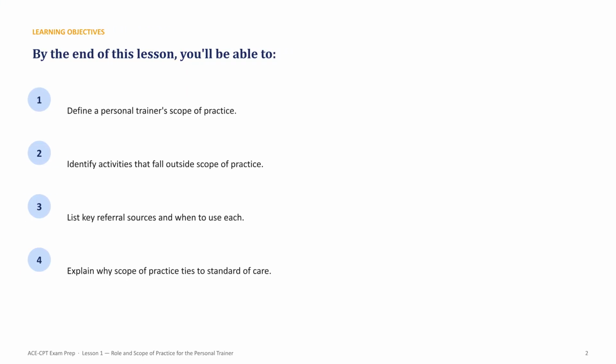Let's start with what you'll walk away with from this lesson. There are 4 learning objectives. First, you'll be able to define a personal trainer's scope of practice. Second, you'll be able to identify activities that fall outside that scope. Third, you'll learn to list the key referral sources and when to use each one. And fourth, you'll understand why scope of practice ties directly into something called the standard of care. Keep these 4 in mind as we go. They're the backbone of everything in this lesson.